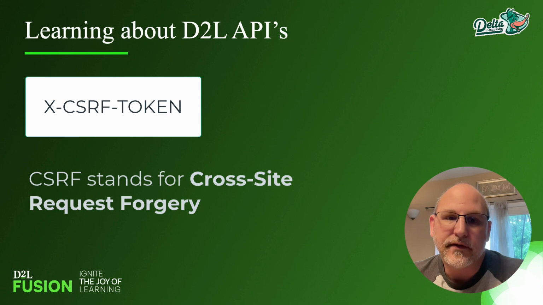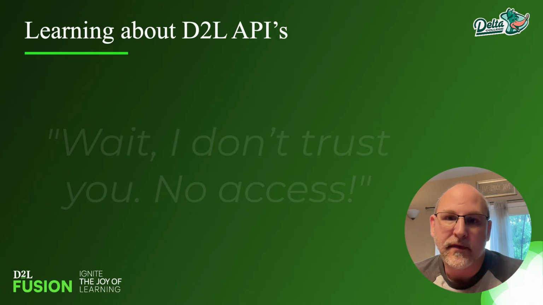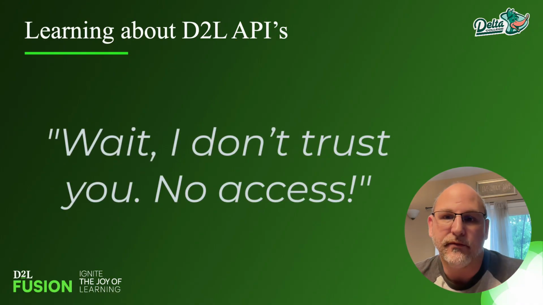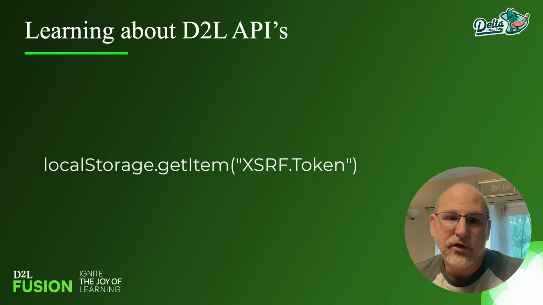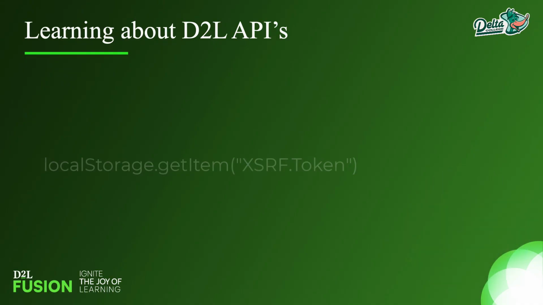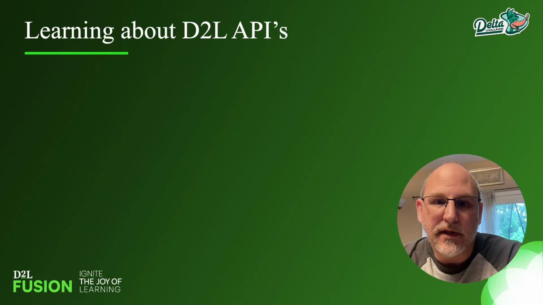CSRF stands for Cross-Site Request Forgery. Websites like Brightspace use this token to make sure that your request really came from a trusted page. Without this token, Brightspace might say, wait, I don't trust you, so no access for you. This token is stored in your browser when you log in, and you can grab it from the local storage, like this.